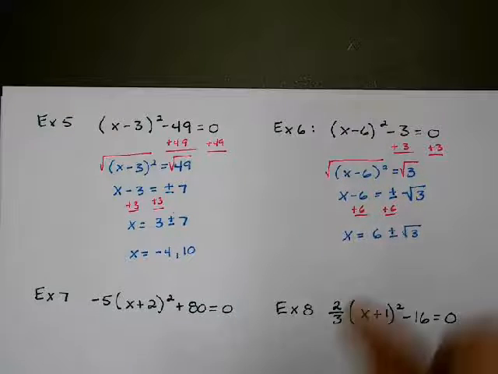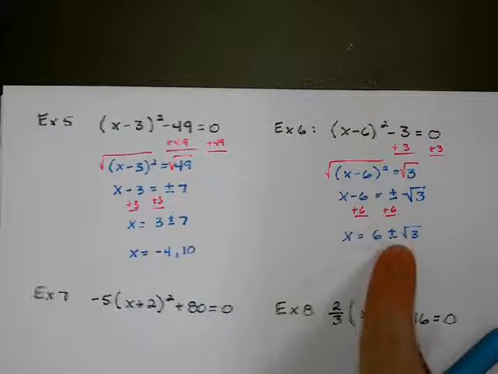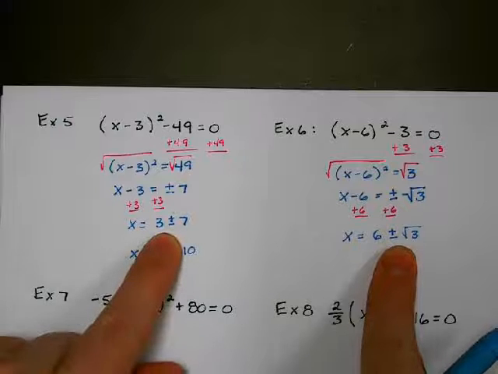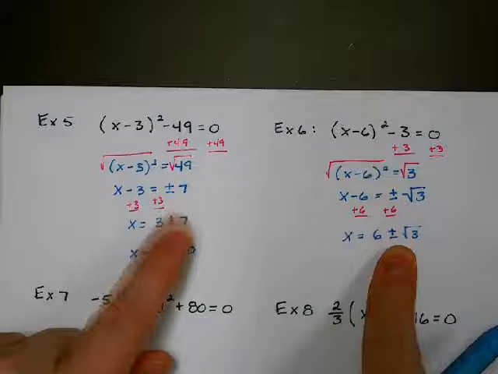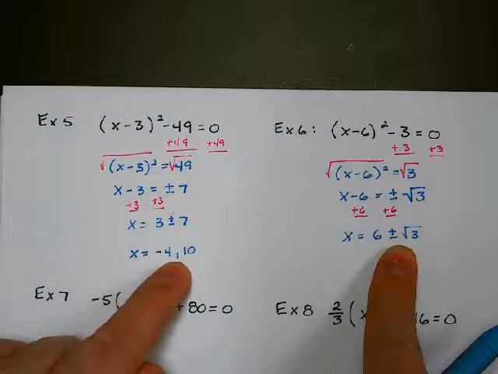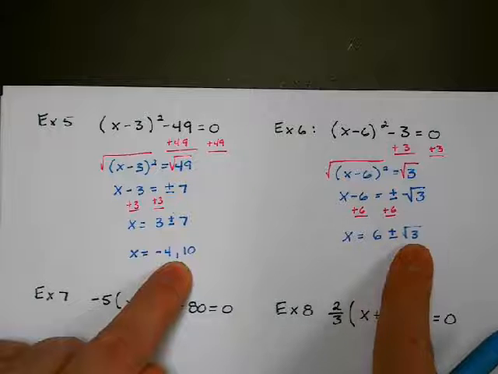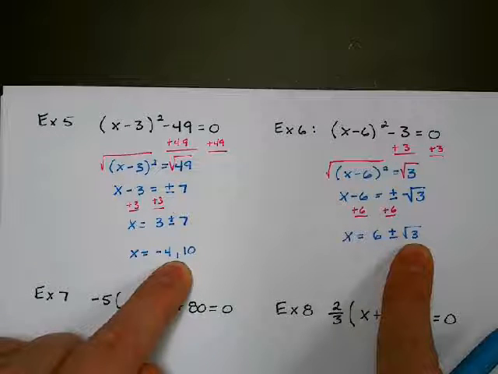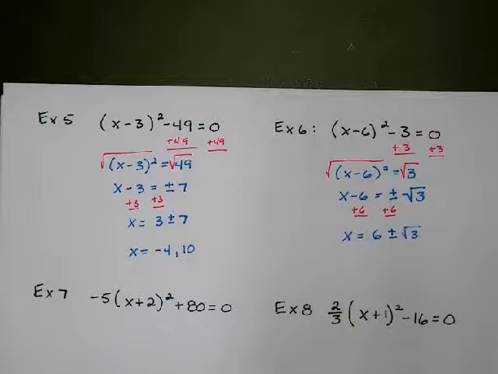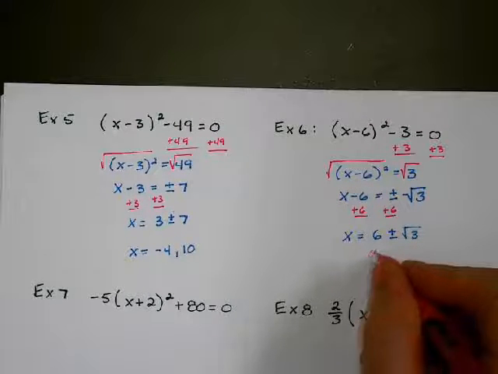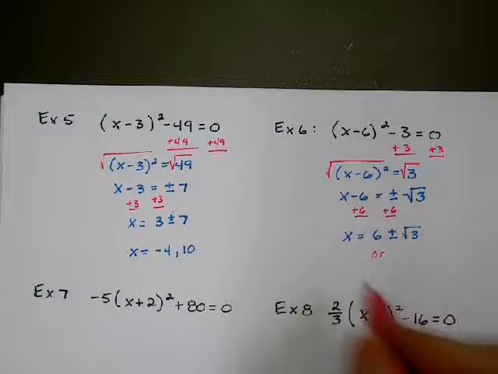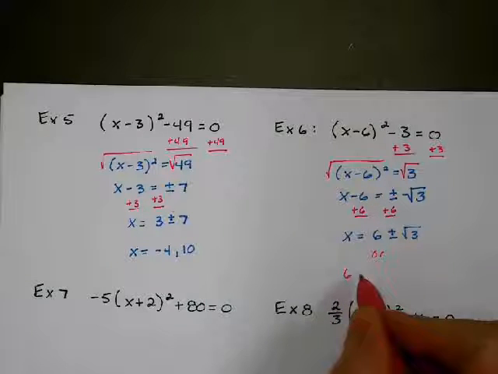Now, why did I leave the answer here? Well, because I didn't have a radical, so I could actually find these two numbers. Over here, I've got a radical. So without reducing it, I can't actually find the two numbers. Now, I could rewrite this a little bit to show you the two answers. The two answers would be 6 plus root 3. That's one of our answers.